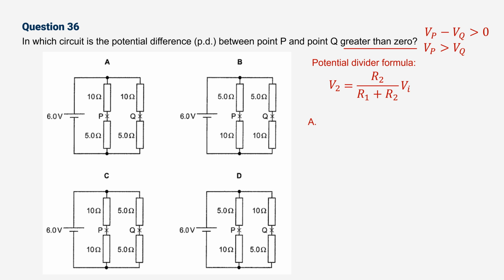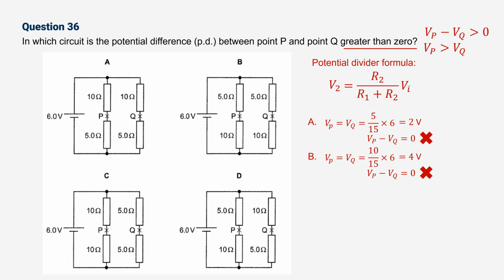We need to calculate VP and VQ for each diagram one by one and see if VP is greater than VQ. For the first option A, VP equals VQ, which is 5 over 15 times 6, and the value is 2 volts. Since VP minus VQ is 0, this is not the right answer. For B, VP also equals VQ, and it is 10 over 15 times 6. We get 4 volts. Since VP equals VQ, the difference will be 0, and this is not the correct answer. Now move on to C.